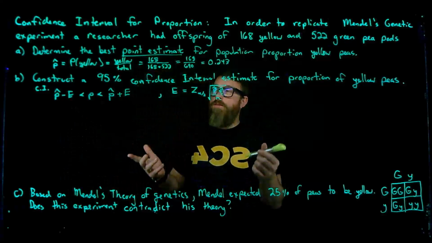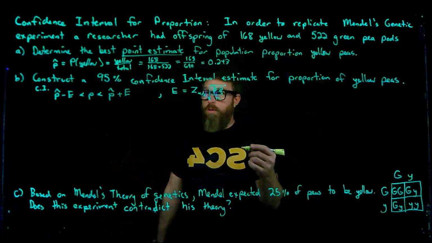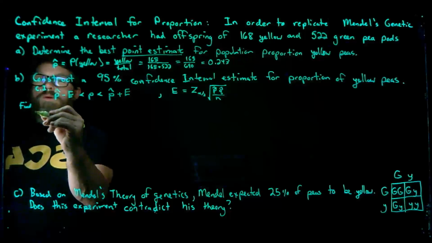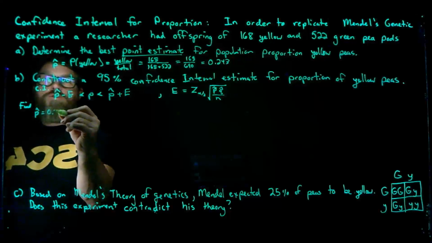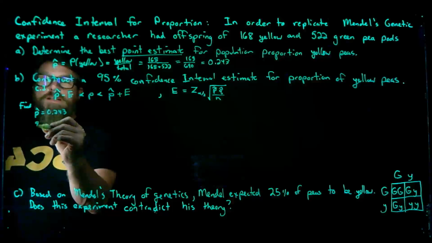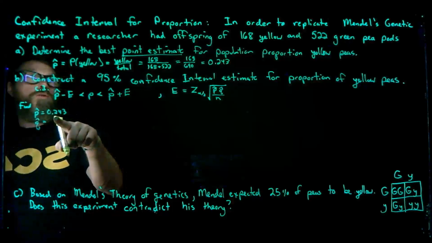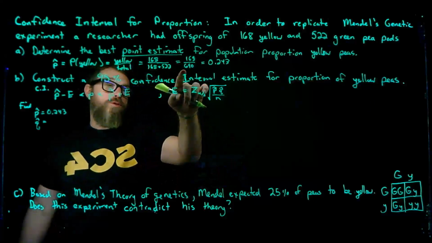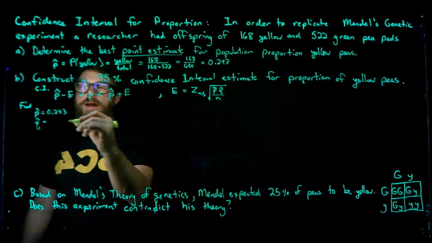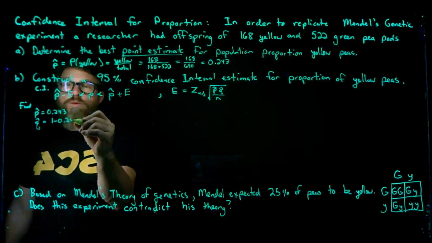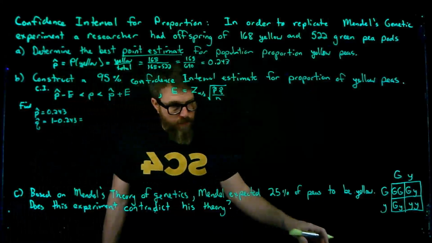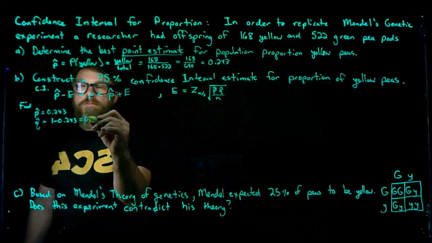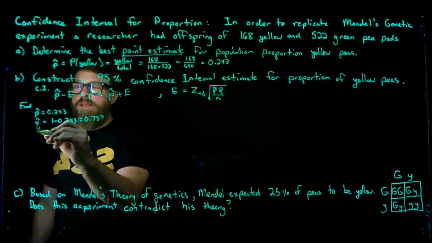All right, so in order to find these things, I need to know some values. So first, we're going to need p hat, and we already did that, it's 0.243. We're going to need q hat. Well, this is going to be the proportion of green. It can be found by hand if you want to: 522 over the total. Or you can just do 1 minus 0.243, and that'll give you the exact same value, which is going to come back as 0.757. And then we're also going to need n.